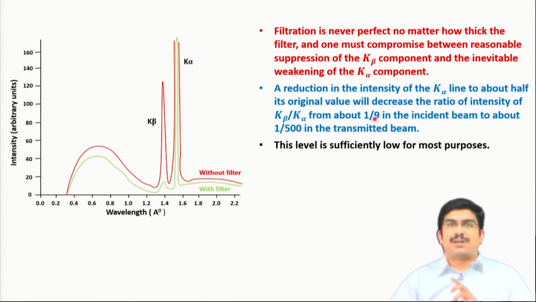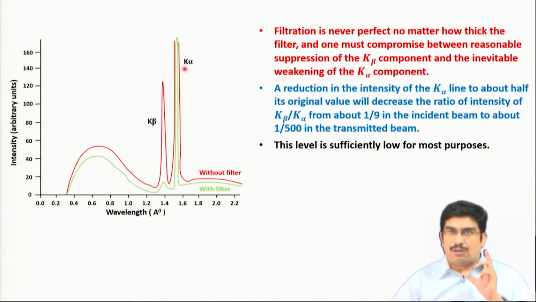If you take an example, suppose the filter material reduces the K alpha intensity to about half of its original value, so 50% of the K alpha radiation is cut off in the filter. That will reduce the ratio of the intensity of K beta to K alpha to about 1/9 of the original. If you look at this, the red one is the original line, where the K beta to K alpha ratio is 1:9.